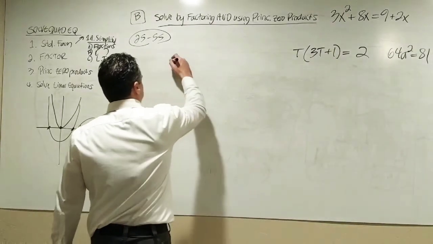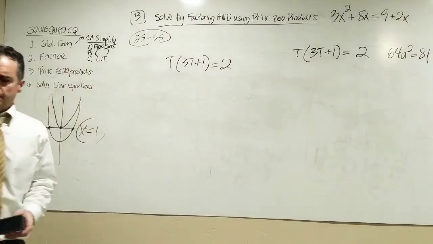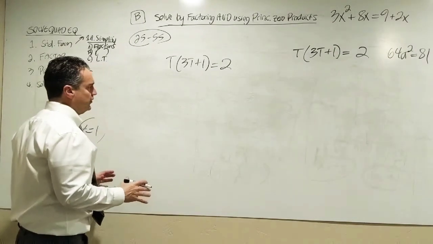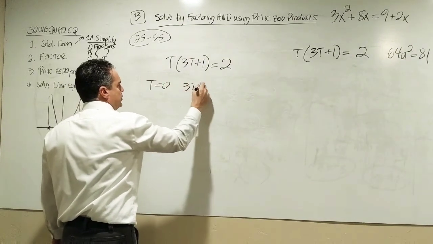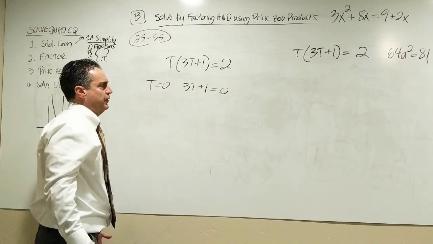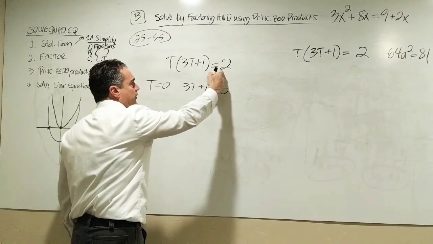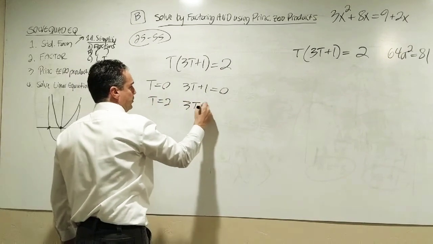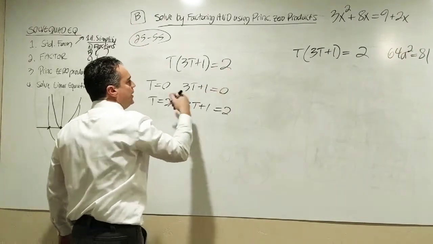So check it out. We have t times 3t plus 1 equals 2, and what people do with this a lot of times is get sucked in and say, oh yeah, t equals 0 and 3t plus 1 equals 0. Okay, what's the problem with this? Well, yeah, it equals 2, Jordan says. This isn't the principle of 0 products, and we can't say t equals 2 and 3t plus 1 equals 2, because there's no such thing. This doesn't equal 0, so we can't do this yet.